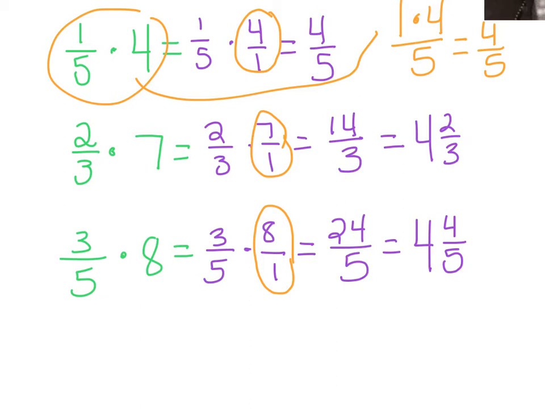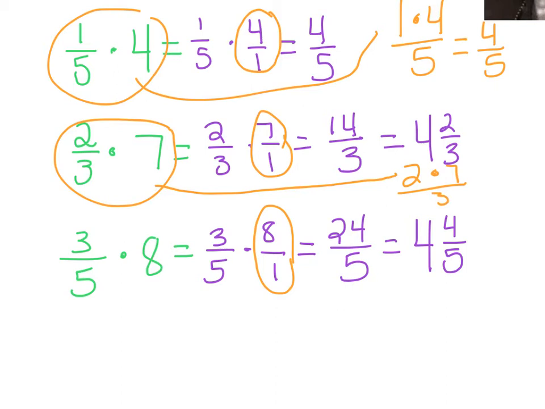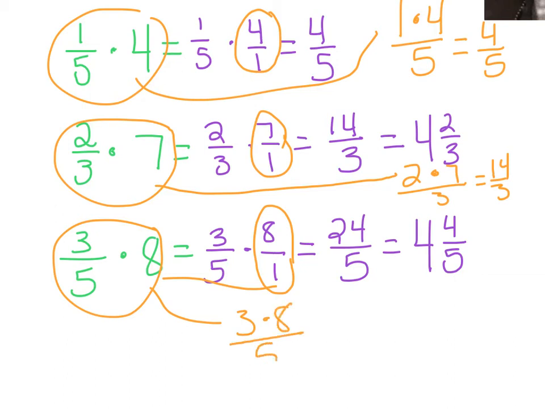And this problem is the same as saying 2 times 7 over 3. I still end up with 14/3. It's just kind of a shortcut. And again, final shortcut here, we could say that this problem, rather than rewriting it completely this way, would be the same as 3 times 8 over 5, 24/5. It doesn't change anything, it just cuts out somewhat of a small step.